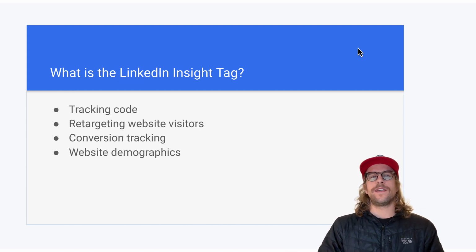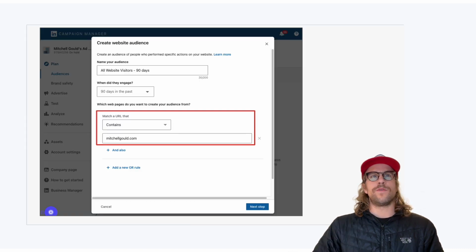And then you can also look at website demographics. This allows you to see insights of who's visiting your site. So you can see things like company name, job functions, seniority levels. The more users you have visiting your website, the more data you'll have on that. But it's a really cool function as well. So I have a few examples that I'll just quickly go over here.